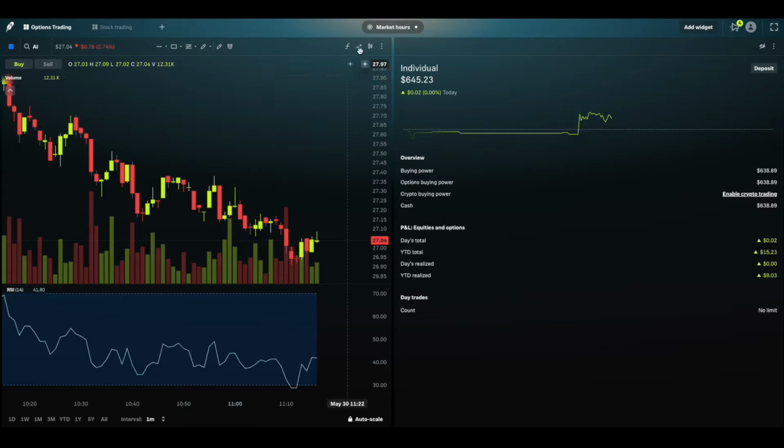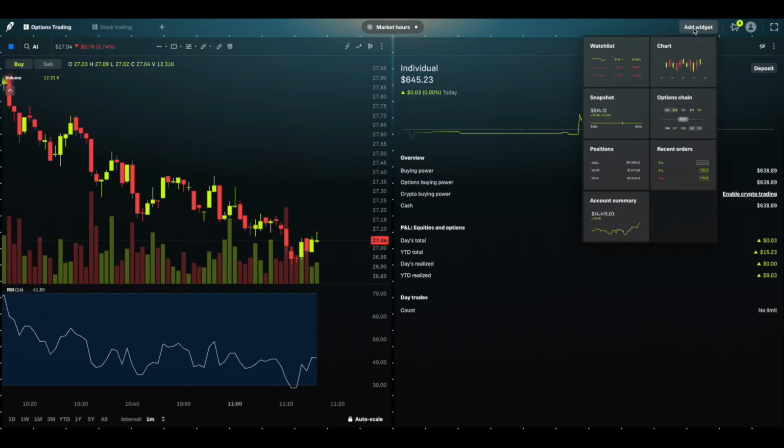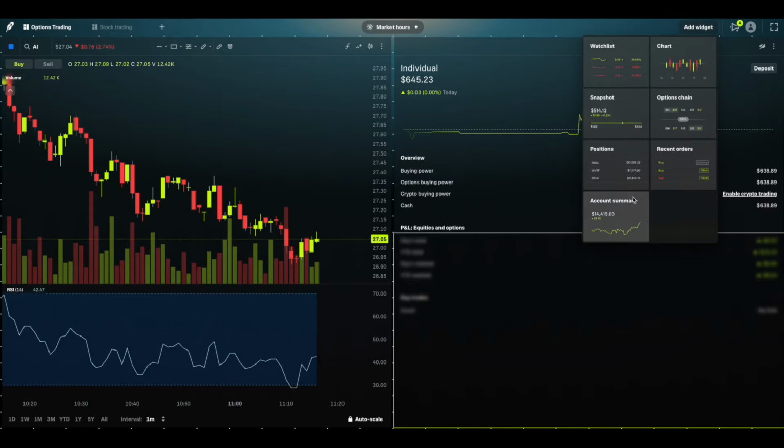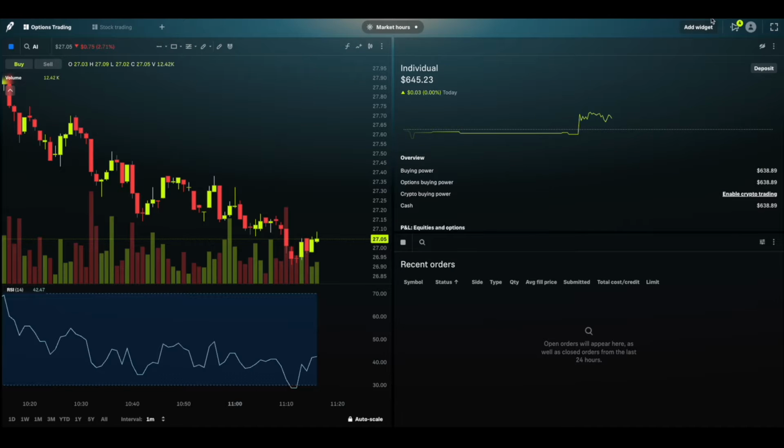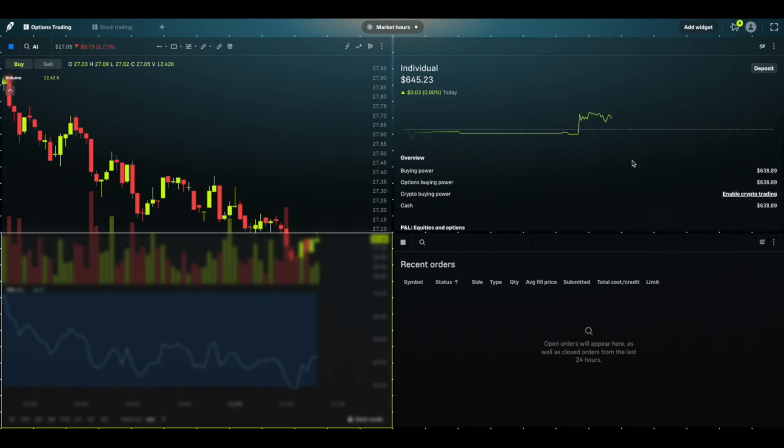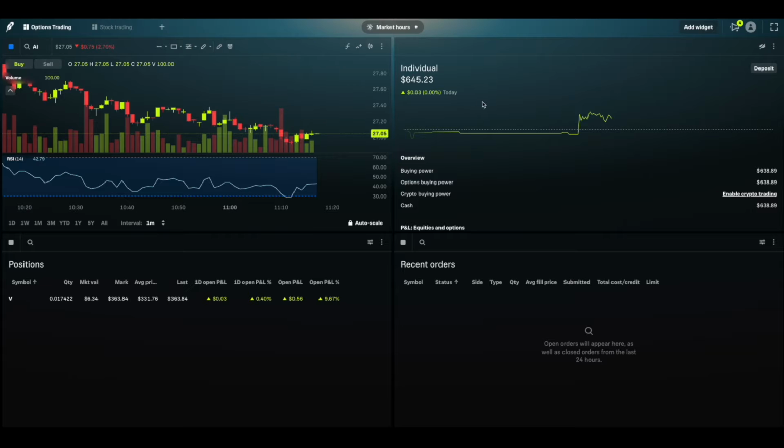We're using Robinhood Legend. We're gonna mess around with it. We're gonna add some widgets. We just started this account a little bit ago. So what we're gonna do is we're gonna do some trading on this. We're gonna change around the widgets a little bit. So just don't mind me as I adjust all this.